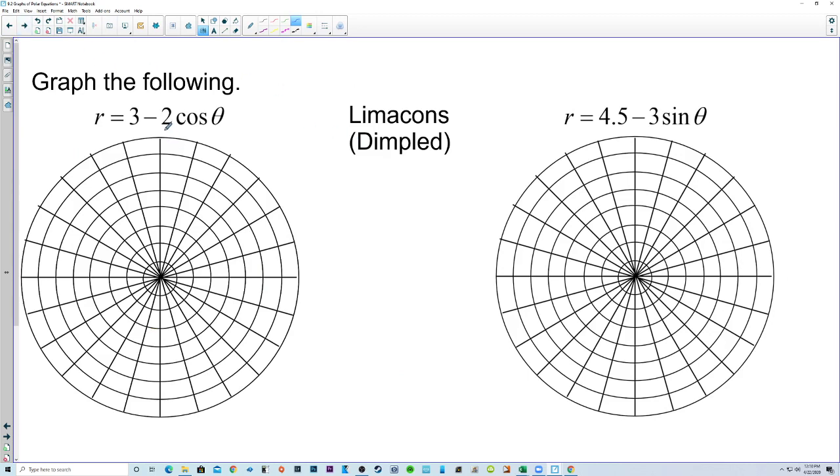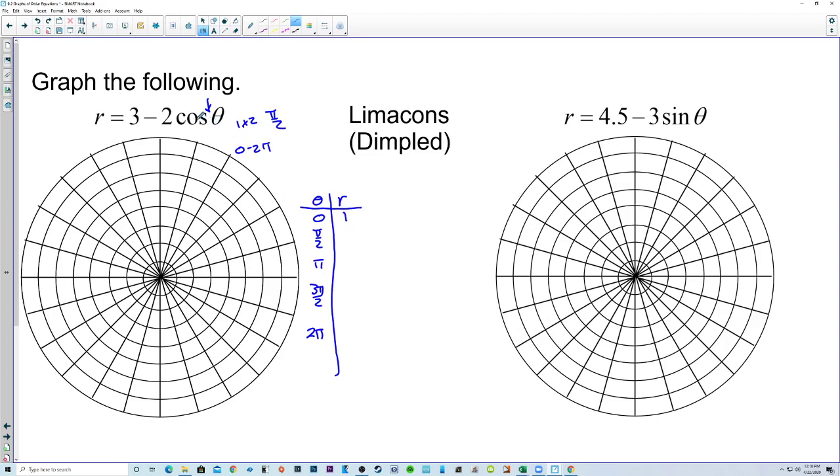How about dimpled? Let's look at what dimpled is. We're going to follow the rule again. We multiply that coefficient by 2, so we're going to count by pi over 2's. These also graph from 0 to 2 pi. Everything graphs from 0 to 2 pi except for those circles, and then some roses that we'll get into in our next class. So we have theta here and r: 0, 1 half, 2 halves, 3 halves, 4 halves.